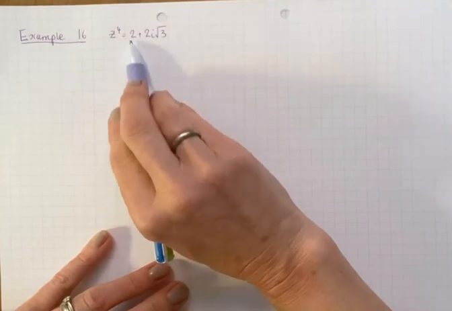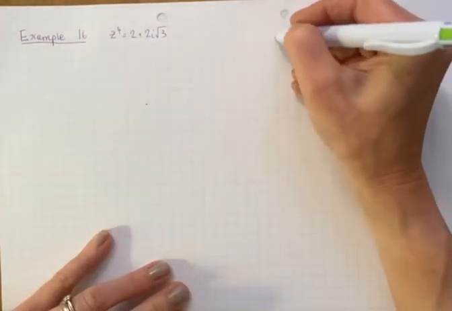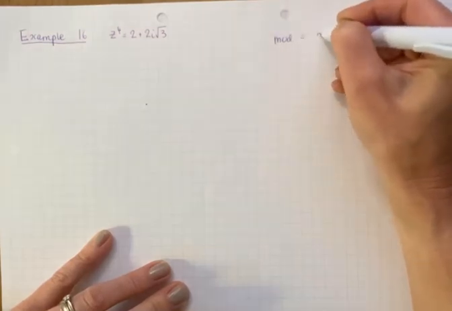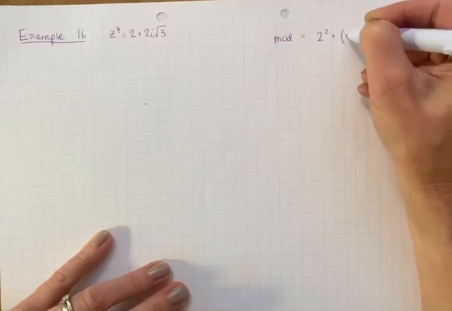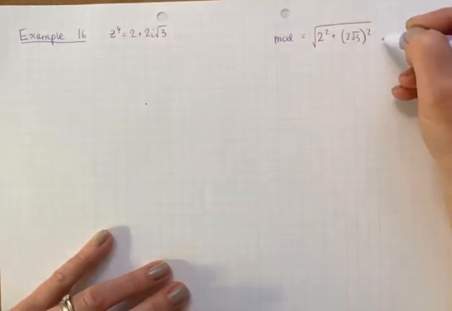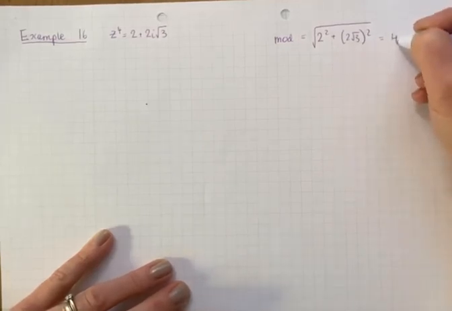The first step we're going to do is find the argument and modulus of this complex number. So let's do the modulus. The modulus is the square root of 2 squared plus (2 root 3) squared. So this is the square root of 4 plus 12, which is 16 square rooted. That gives me 4.